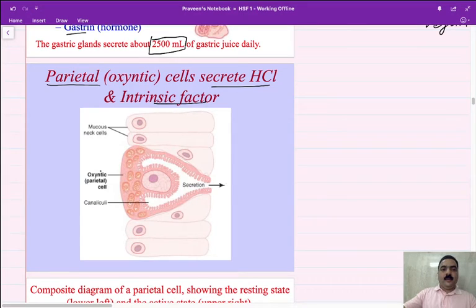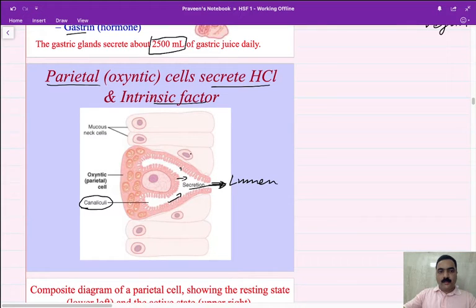Okay, and this is how the parietal cell looks. You can see this is the lumen, the lumen of the stomach. So the acids are being secreted in this direction, and in that direction you will see the canaliculi. This is a protective mechanism to protect the cell itself and also to increase the surface area. All the acids are secreted into the canaliculi, and the canaliculi are being protected by the mucus.